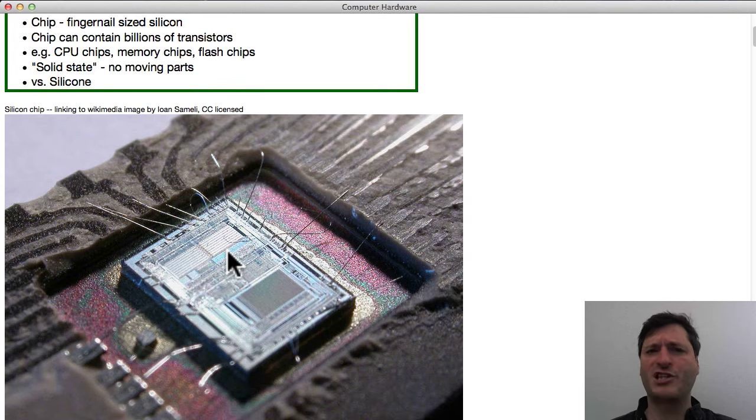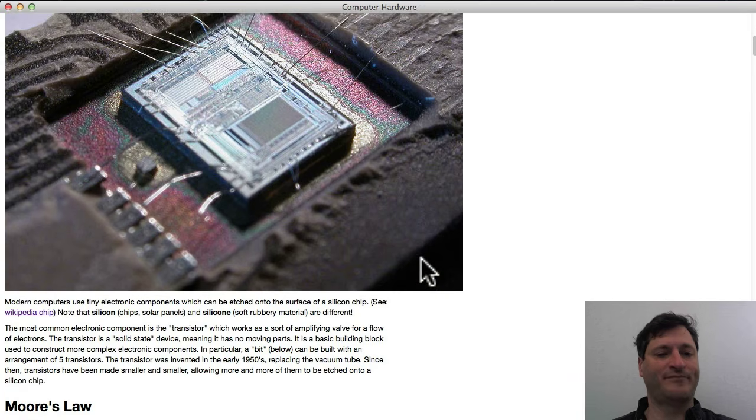Now, a chip like this is said to be solid state, meaning there's no moving parts, there's no gears, there's no wheels. In a way, that makes it very reliable. And as I said before, they can be made pretty cheaply. And so this is one of the driving forces in the computer revolution. I should point out, this is the element silicon, which is like glass, not to be confused with silicone, which is like that kind of soft rubbery stuff.